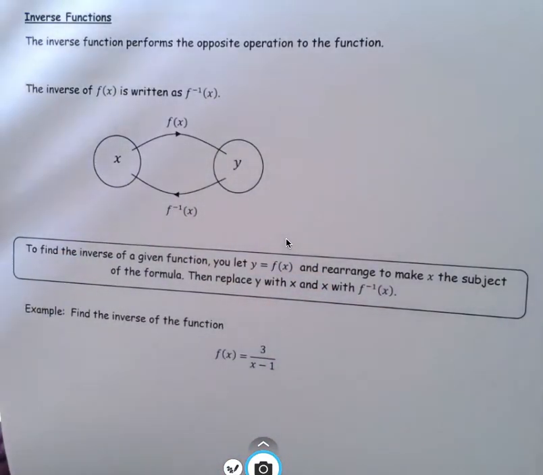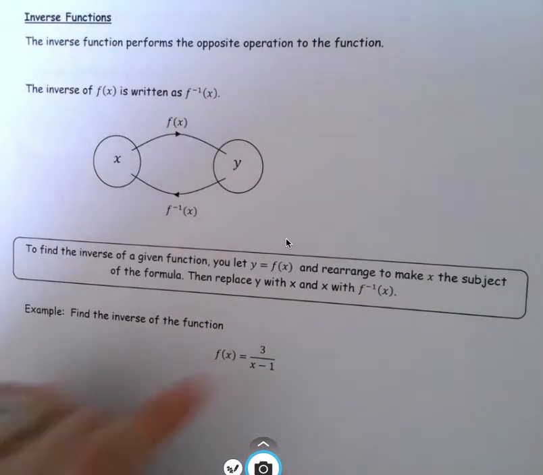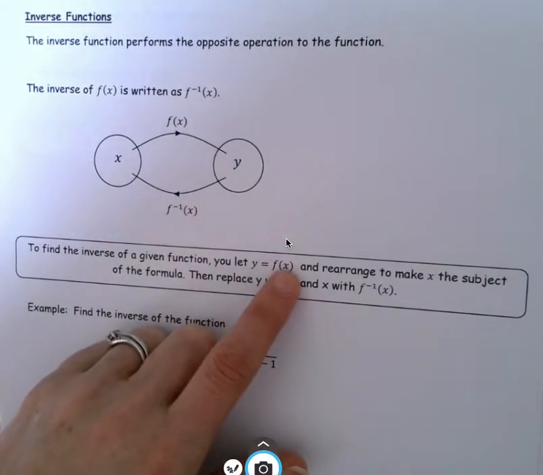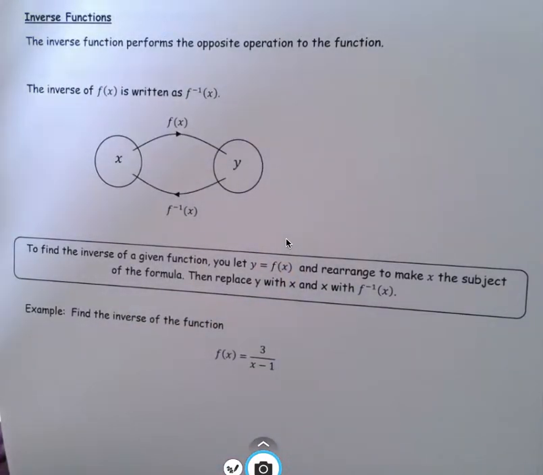Now, every time you want to find an inverse function, it's exactly the same method. So what you do is you let y be equal to f of x. You rearrange the equation to make x the subject, and then you replace any y's with an x and any x's with the inverse function of x. Okay, so hopefully after a couple of examples this will make sense.